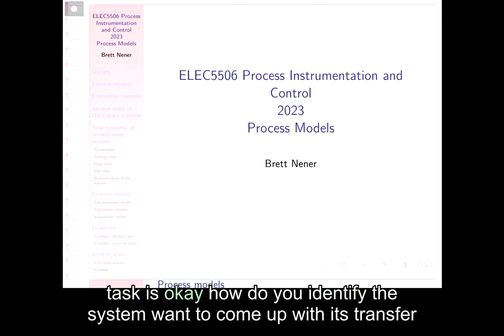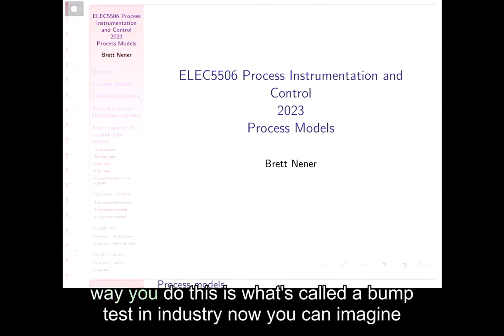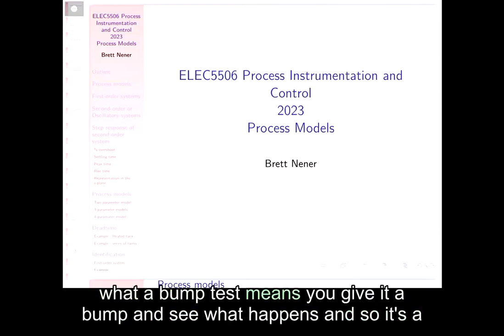So the task is, okay, how do you identify the system? You want to come up with its transfer function or the Laplace transform of the system. You need to find the poles. The normal way you do this is what's called a bump test in industry. Now, you can imagine what a bump test means. You give it a bump, right, and see what happens. And so it's a step response, basically.